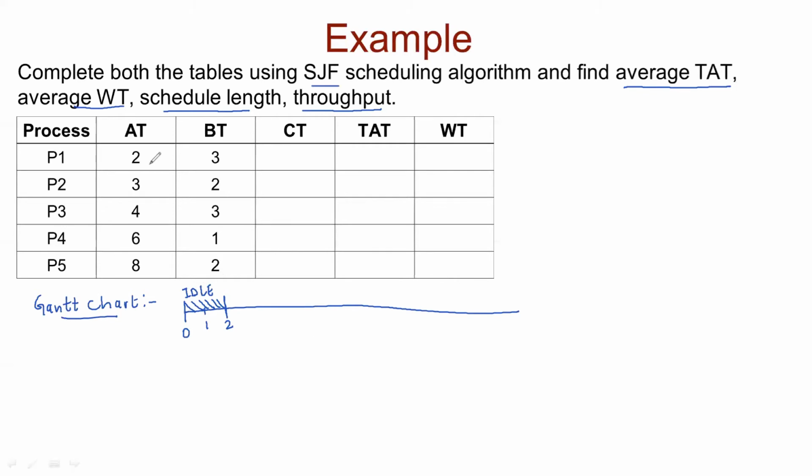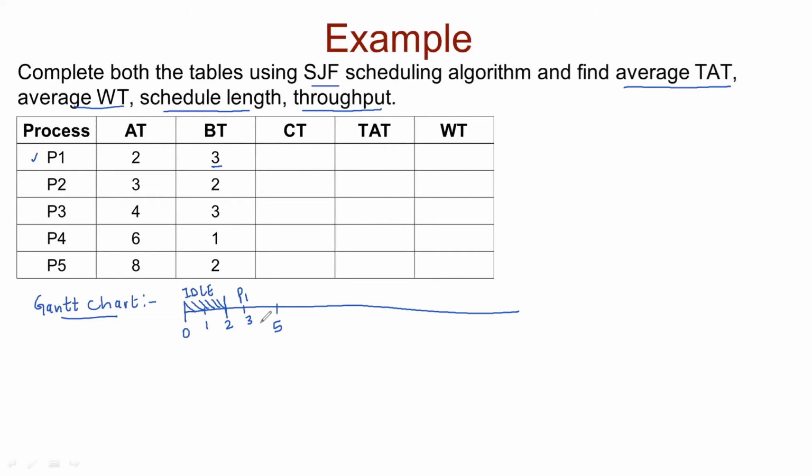At time 2, process P1 comes in the system. So at time 2, there is just one process in the system, so there is no choice for the SJF scheduler. P1 will start executing. And once P1 starts executing, if at time unit 3 some other process comes whose next CPU burst is shorter than P1, still it is a non-preemptive scheduling algorithm. So P1 will continue to execute. It will execute till 5, because its burst time is 3. From 2 to 5, it will execute.